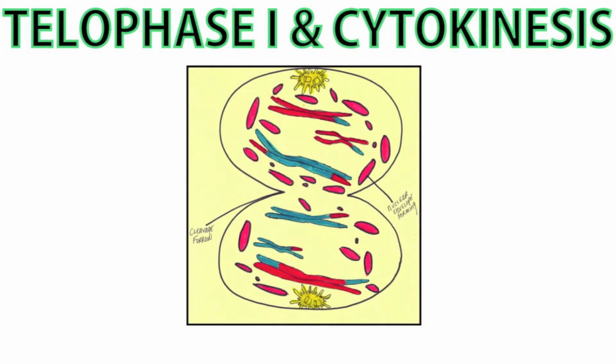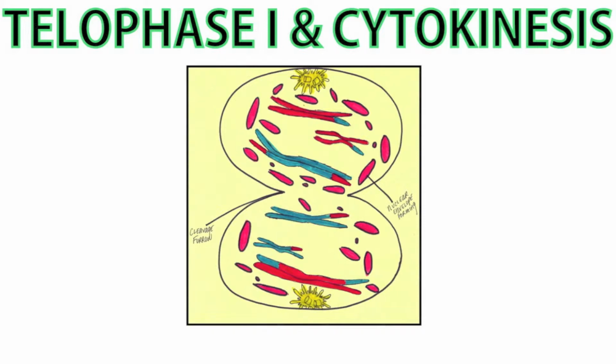At the beginning of telophase 1, each half of the cell has a complete haploid set of duplicated chromosomes. Cytokinesis is the division of the cytoplasm, which happens simultaneously with telophase 1, forming two daughter cells. In animal cells, like shown, a cleavage furrow forms. In plant cells, however, a cell plate forms.